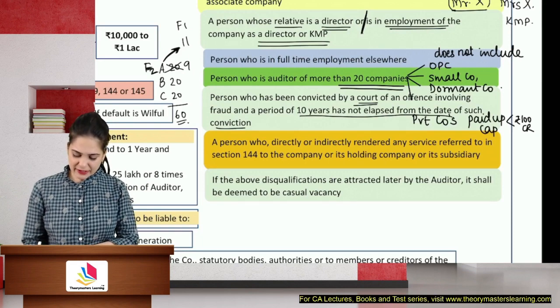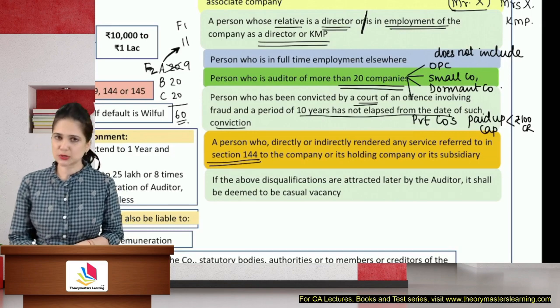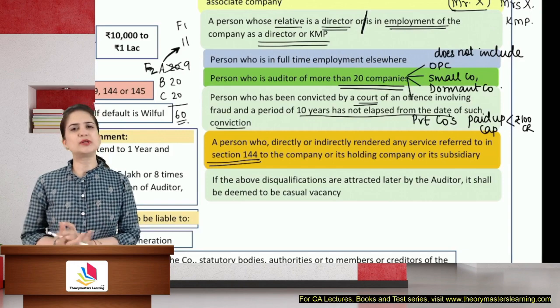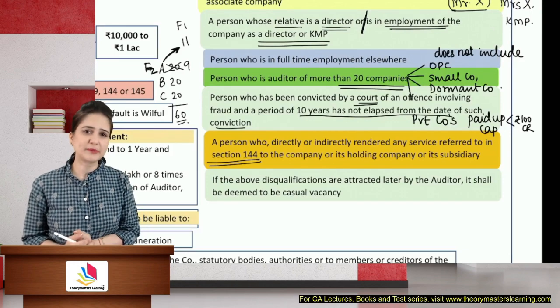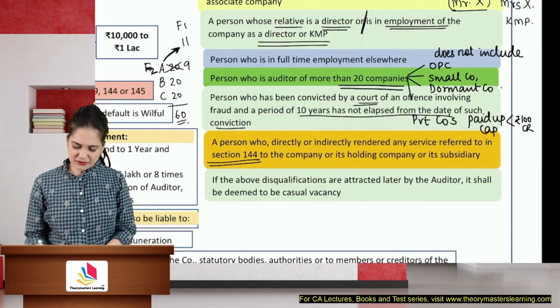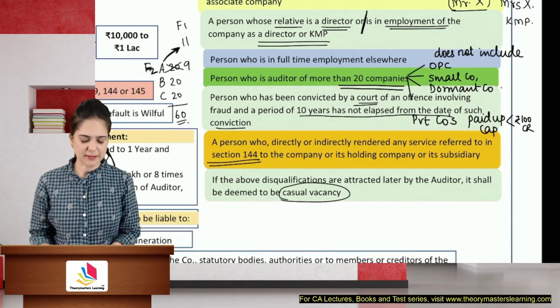Person who either directly or indirectly renders service as provided under section 144, you are disqualified. So if you are providing actuarial services, you cannot be the auditor. If you are providing financial services, you cannot be an auditor. And if you are an auditor, you cannot provide those services. If you attract the above disqualifications, it shall be deemed to be casual vacancy.